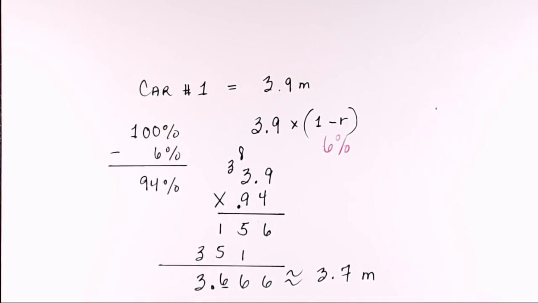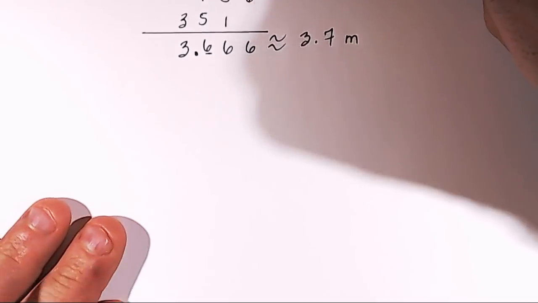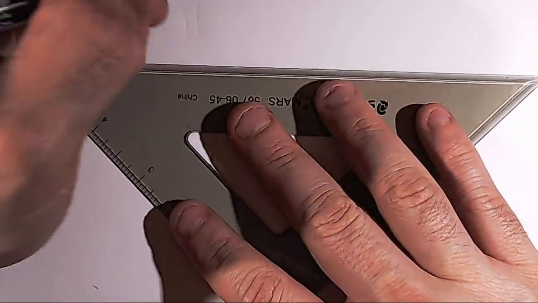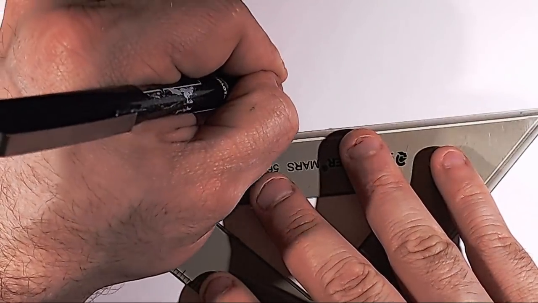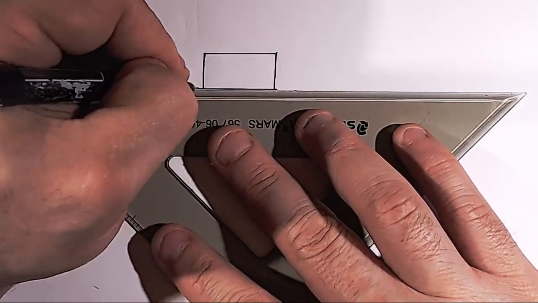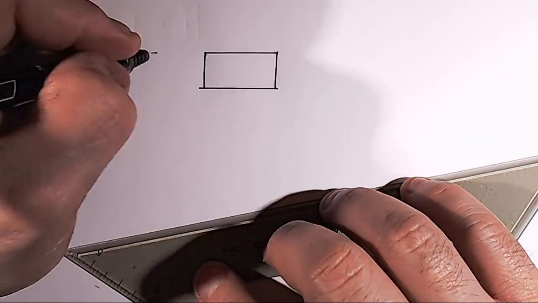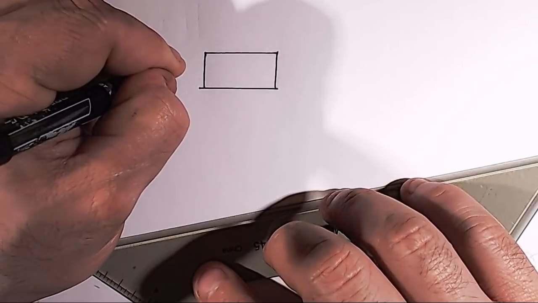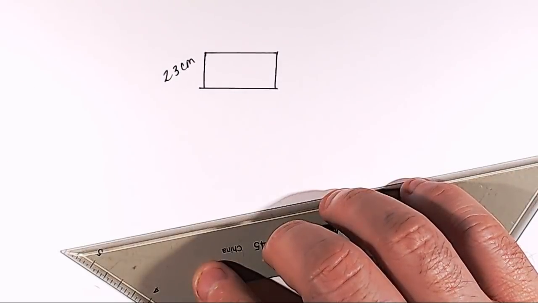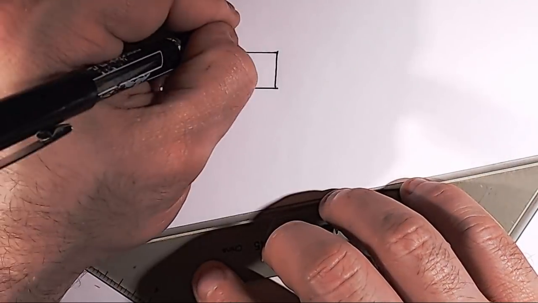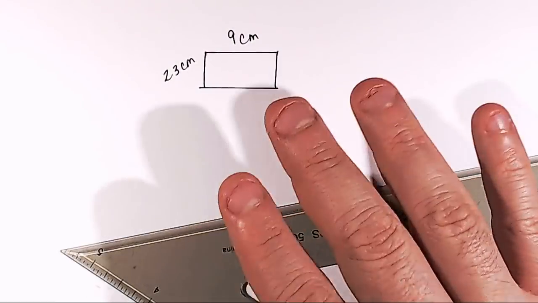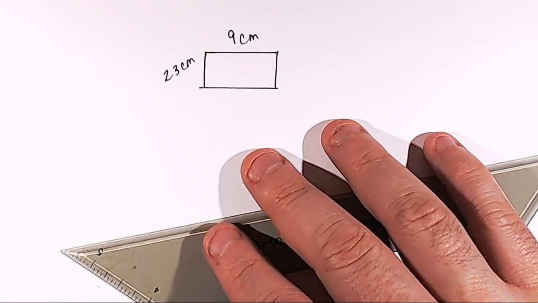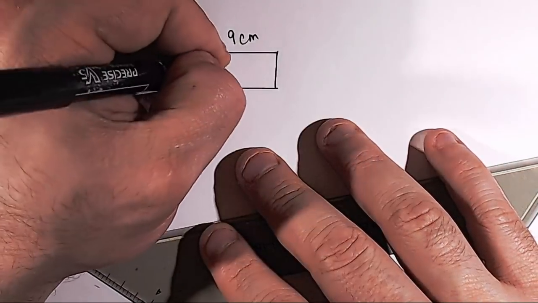Final question, number 15. A rectangle's width, all right, let's draw a rectangle. I'm not even going to read the rest of the problem, just draw a rectangle. And it says here, a rectangle's width is 23 centimeters, and its length is 9 centimeters. I guess I labeled them wrong, right? Doesn't matter. It wants to know the area.